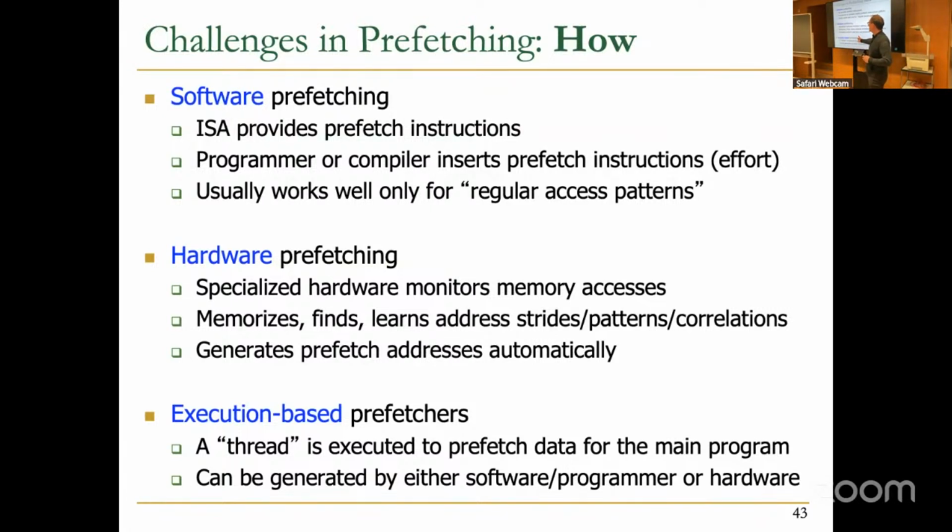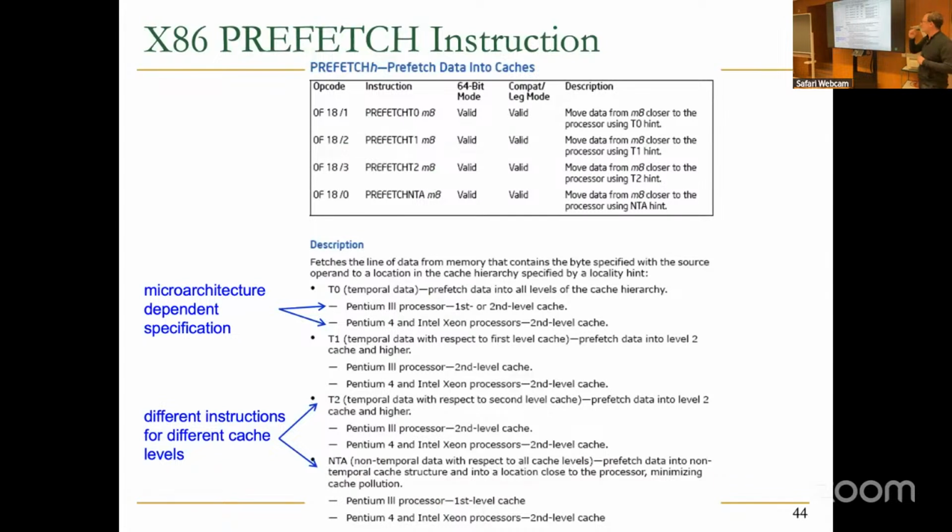But essentially, what distinguishes this from the other ones is that you execute a thread, a software thread or a hardware thread that could be invisible to software, invisible to the operating system potentially, to prefetch data for the main program, right? It can be generated again by the software, programmer, or hardware. And we're going to talk about that. My PhD thesis was actually on execution-based prefetching. We'll discuss that. So this is a prefetch instruction, x86. It's complicated. This is from one version of x86. Essentially, you can see over here, move data from M8 closer to the processor using some hint.